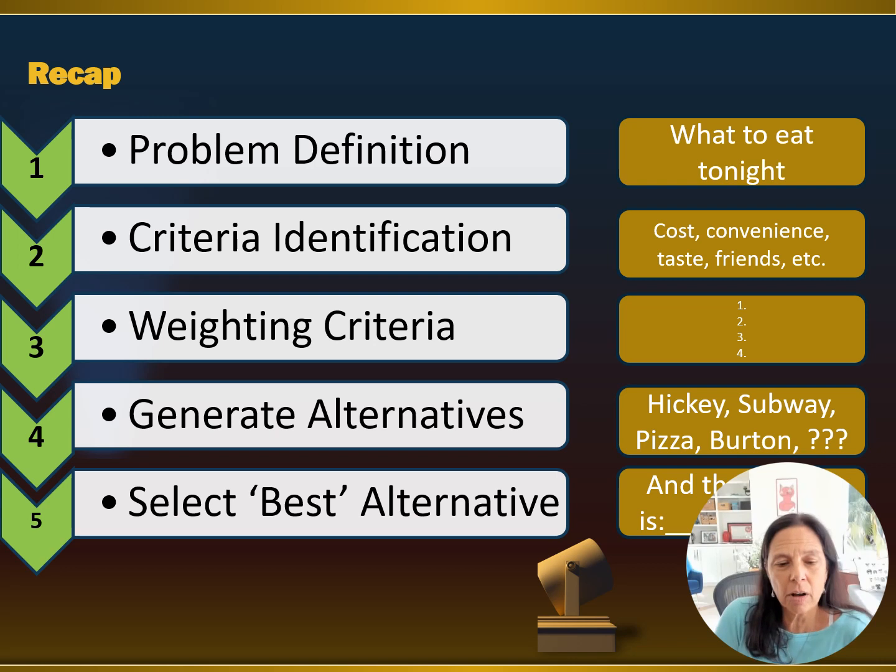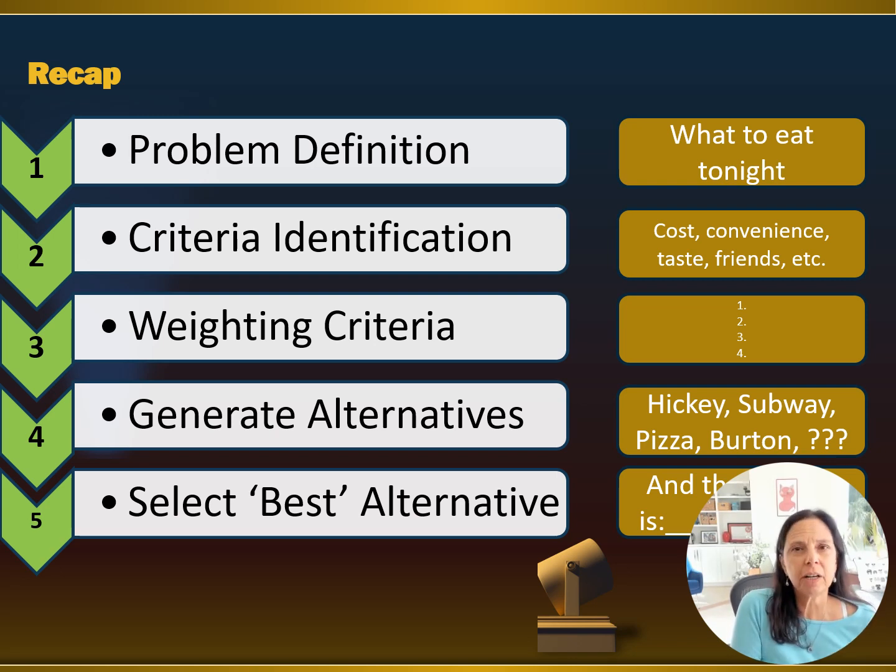Now we've come down to all of our alternatives having been generated. We need to select the best one. So let's walk through how we would do that in our example. Our problem was what to eat tonight. We identified criteria of cost, convenience, taste, friends, etc. Then we weighted those, and we acknowledged that for some of us, the weight of cost might be the most important. For others, it might be taste.